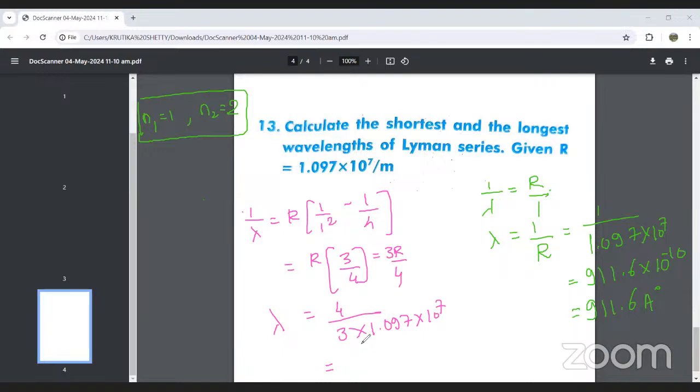If I simplify this, I'll get 1215 into 10 to the power of minus 10, or 1215 Angstrom. Has anybody got the answer? It is 1215. Check it once again. Other students, what is the answer?